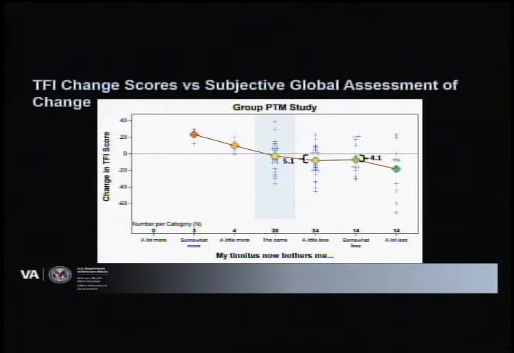So if you look at the difference between the mean score for the people who said I'm doing the same, and the mean score for the people who said my tinnitus bothers me a little bit less, it's about a 5-point difference. And if you look at the difference between the same and somewhat less, it's about a 4.1-point difference.